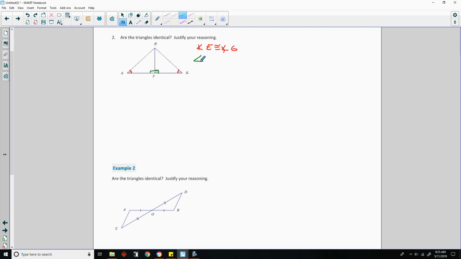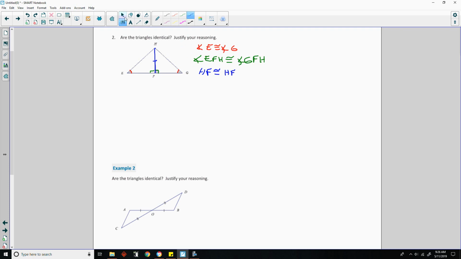So, angle. And I can't just call it F because there's 3 angles here. There's angle EFG, the 180 degree angle. There's angle EFH, which is 90. And there's angle HFG, which is 90. So I have to name them with 3 letters. So angle EFH is congruent to angle GFH. Okay, and then I have this side congruent to itself. HF or FH is being shared, so they're equal. So I have HF congruent to itself.